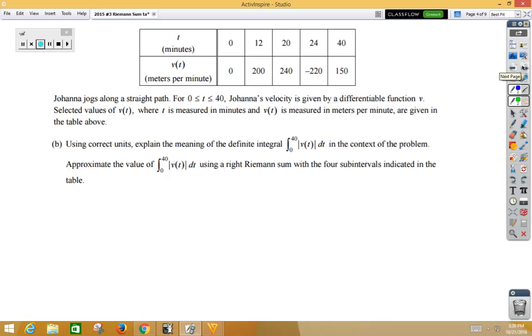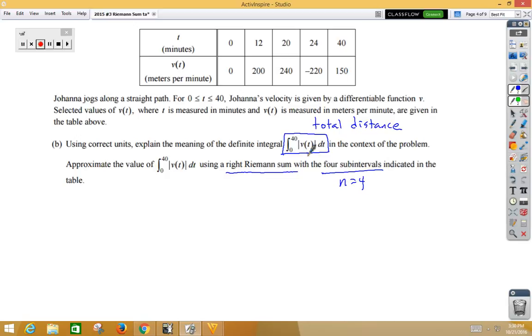Part B, using correct units, explain the meaning of the definite integral. So notice the absolute value bars. Absolute value bars means total distance. So this would be the total distance Joanna jogged along the path from 0 to 40. Now I want to approximate the value of that using a right-Riemann sum with 4 subintervals.